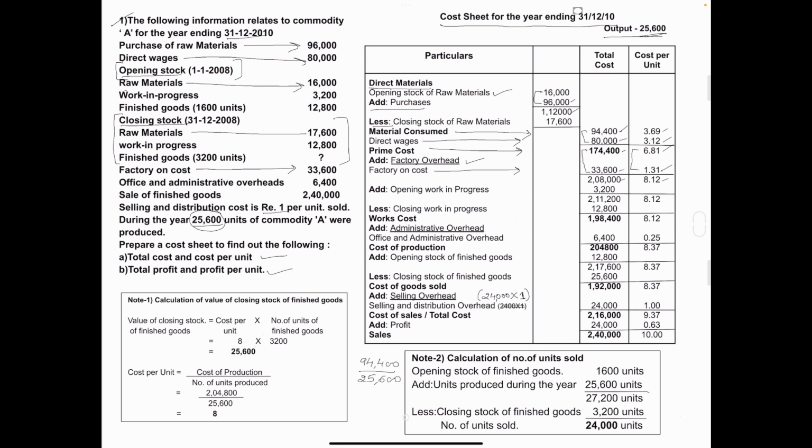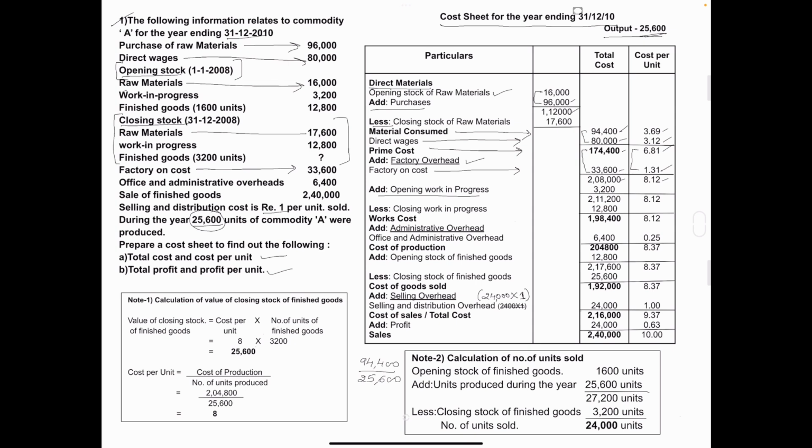To this factory cost, we have to add opening work in progress. So in the problem they will give you work in progress. Opening work in progress you have to add and closing work in progress you have to less. Simple. Opening you have to add and closing you have to less.